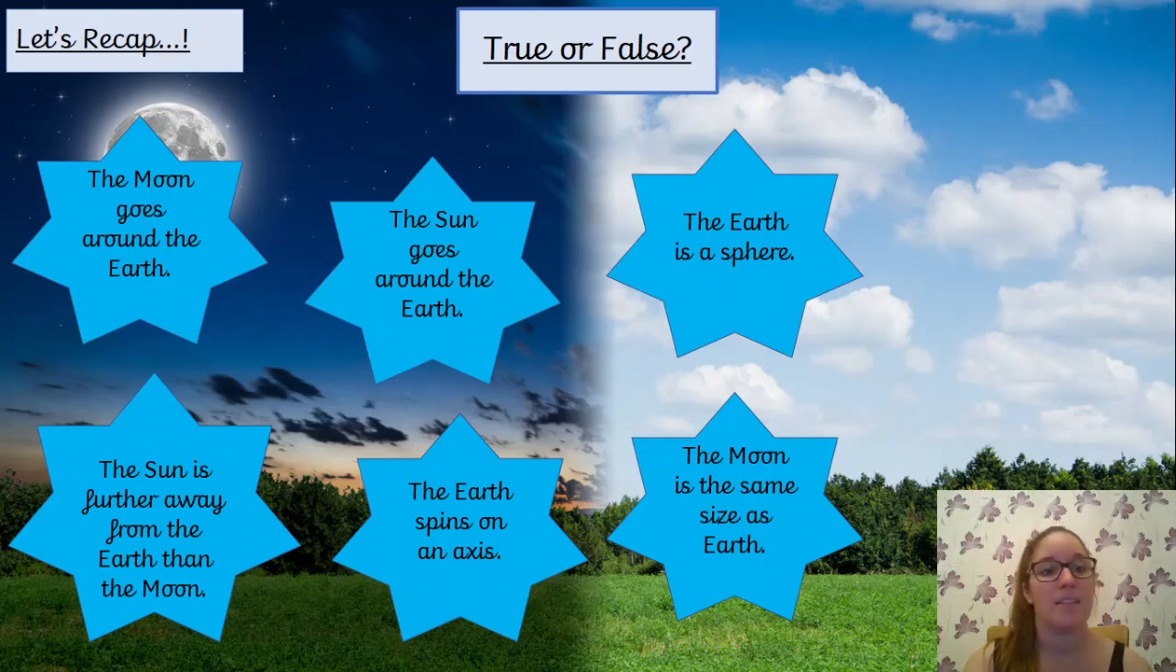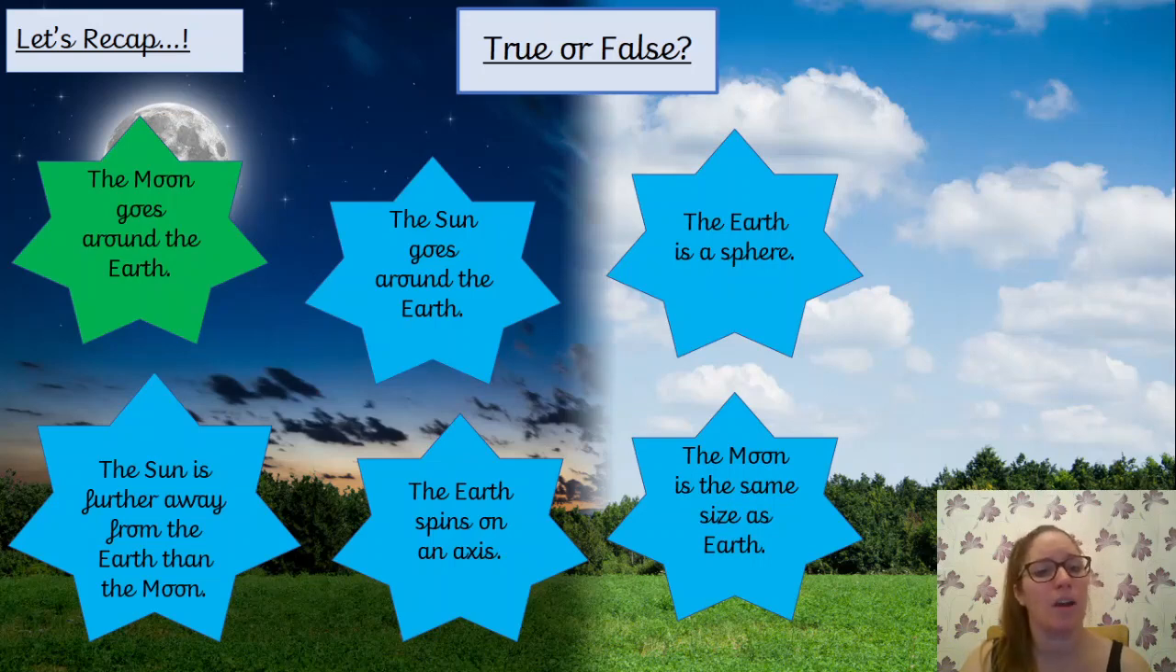Okay, so the moon goes around the Earth. Is that true or is it false? If it goes green, it's true. If it's red, it's false. So that is true, the moon does go around the Earth.